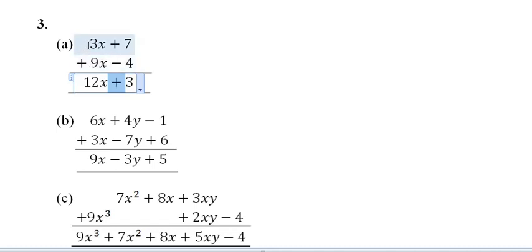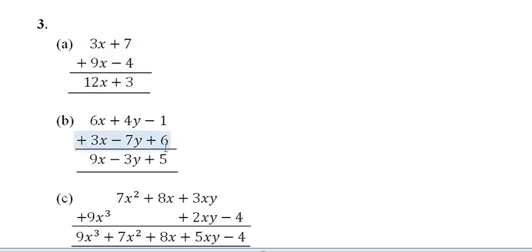And 3 and 9 will be added together because there is no sign here. For 3x there is no sign, so by default we will assume it to be a positive sign. So we will do the addition of 3x plus 9x, and the result will be 12x. Hence, the ultimate result of 3x plus 7 plus 9x minus 4 is 12x plus 3.